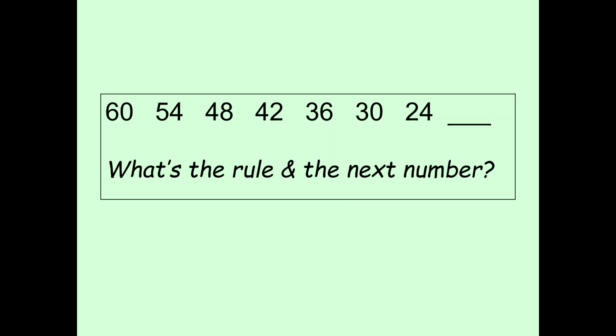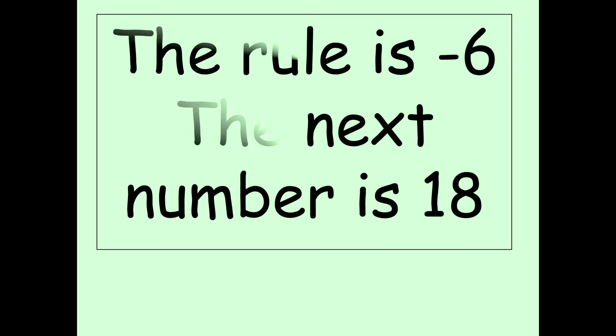Okay, let's try another one. We start at 60, jump down to 54, 48, 42, 36, 30, 24. So what's the rule for this number pattern, and what would be the next number? 5 seconds to answer. 5, 4, 3, 2, 1. Did you get it? Yes. The rule is -6, which would mean that the next number is 18 in our number pattern.